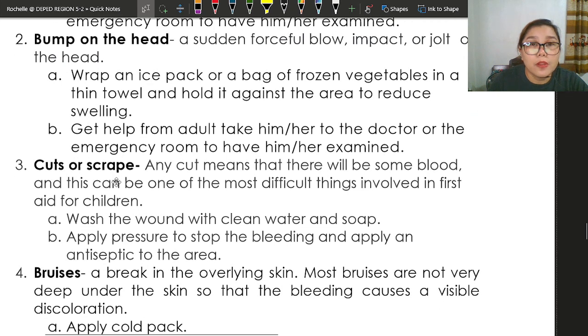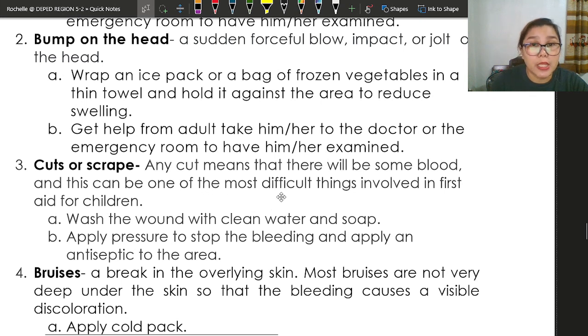And then for number 3, cuts or scrape. Any cut means that there will be some blood. So dahil kumbaga may tear sa skin, so probably may lalabas na blood. So, should you be scared? Iiyak ka ba ng malakas? At pag umiyak ka ba ng malakas, hihinto ba yung pagdugo? No. So, what should be done?